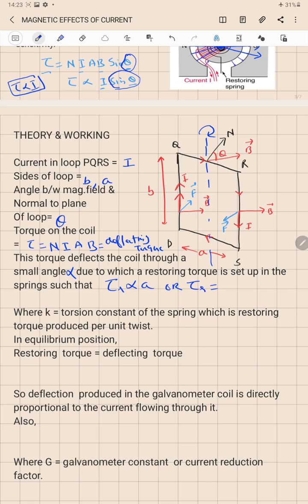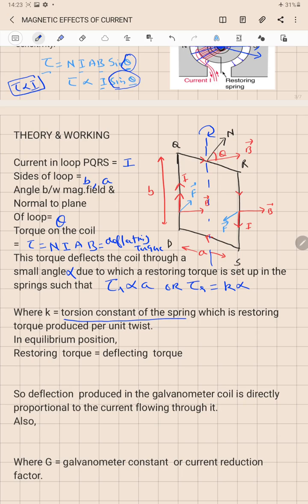We can write down that the restoring torque is equal to K into alpha, where K is the torsional constant of the material of the spring, which is nothing but the restoring torque produced per unit twist. So whenever one unit twist is produced, what will be the restoring torque developed inside the spring material? That will give us the value of the torsion constant.